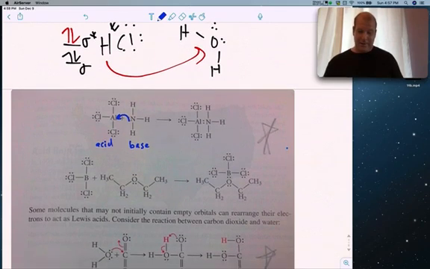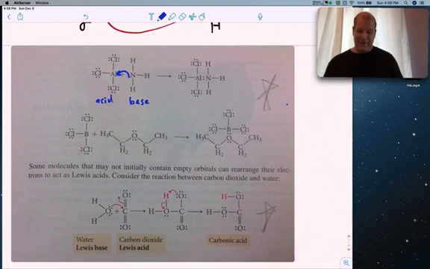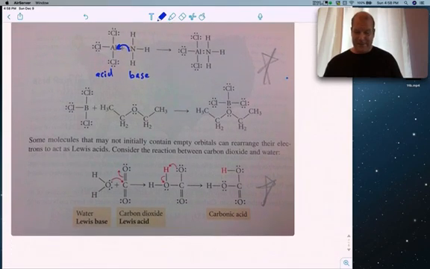You can get aluminum trichloride reacting with ammonia to form this molecule, ammonia attached to aluminum trichloride. This is in fact an acid-base reaction. Likewise, you have boron trichloride reacting with diethyl ether, which can attach itself to the oxygen. So this again is an acid-base reaction. And these are carried out not in water.